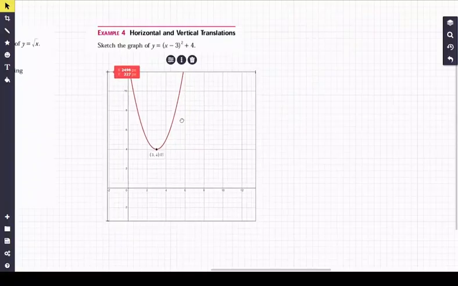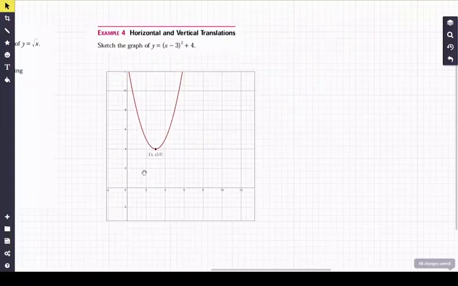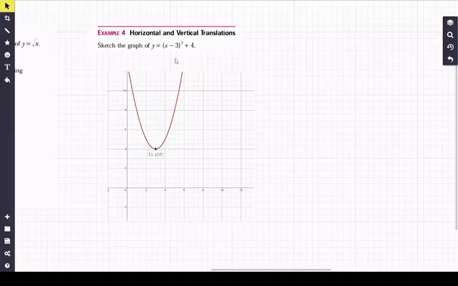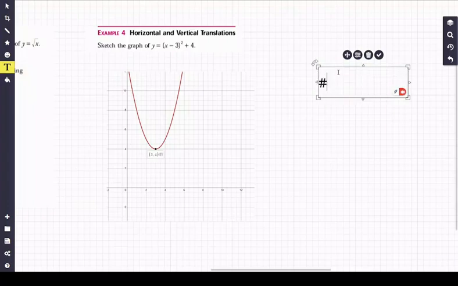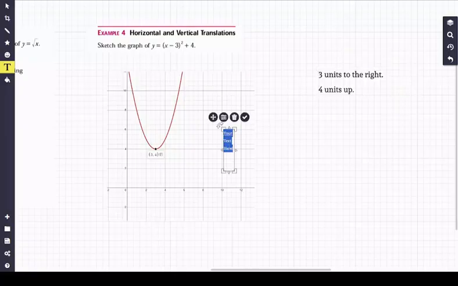So originally we had our vertex point at 0, 0. Now it has moved to 3, 4. So basically what happened in here was that we moved negative 3 units. Remember, minus 3 actually means we're moving to the right. 3 units to the right, and 4 units up. So that is all the transformation that happened here. Should be pretty simple.